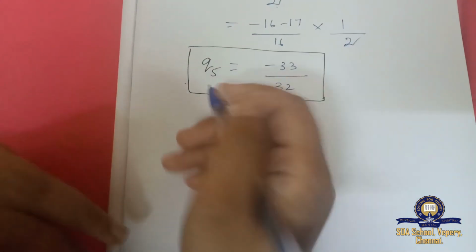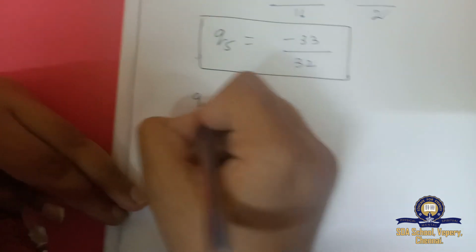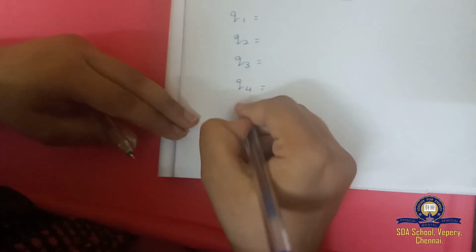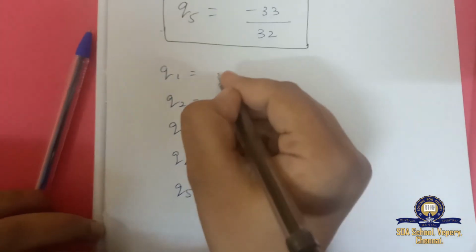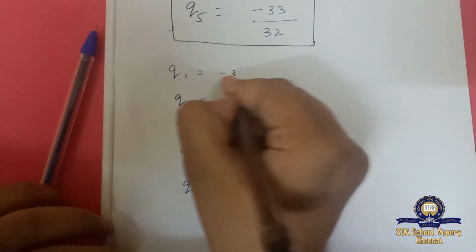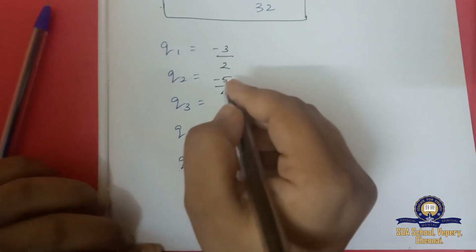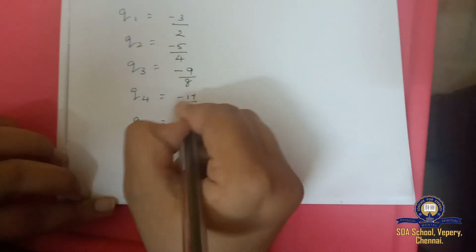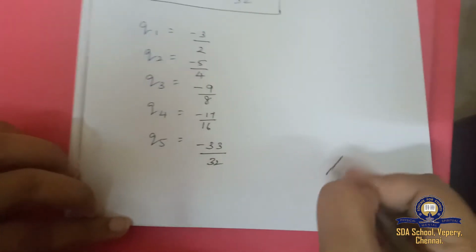At the end we have to write all the values that you have found for Q1, Q2, Q3, Q4 and Q5 respectively. Q1 is -3/2, Q2 is -5/4, Q3 is -9/8, Q4 is -17/16 and Q5 is -33/32. Got it, students?